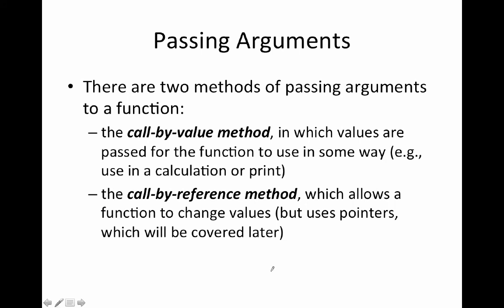There are two methods of passing arguments to a function in C. We have the call by value method, in which values are passed for the function to use in some way. So either they're used in a calculation or they're just printed or something like that. We also have the call by reference method, which allows a function to change values. It uses pointers, which we'll get to later on.